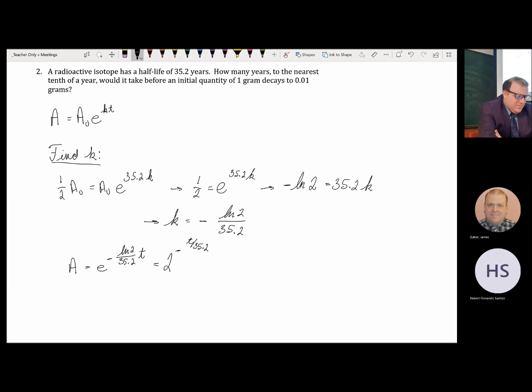That's because e to the power of ln 2 will equal 2. Well, e to the power ln x will equal x. So you treat negative t over 35.2 as the constant multiple, which becomes the power of what you're taking the log of. Sorry, ln of e to the x. Well, ln e to the x and e to the ln x are the same. They give you x, right, because they're inverse functions.